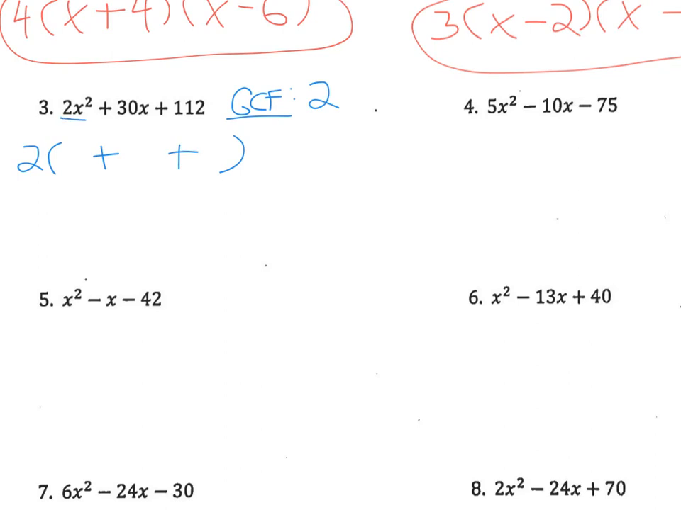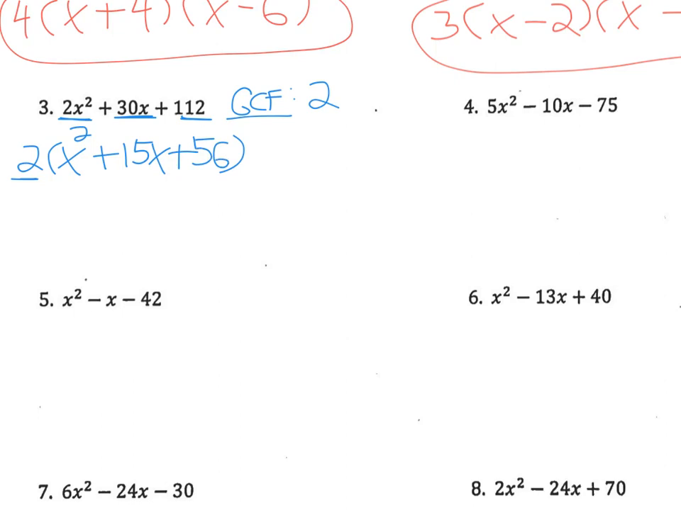So 2 goes into 2x squared, just x squared. 2 divides into 30x 15 times, but I have to have an x. Now this you probably need your calculator. 2 goes into 112 56 times. All right, so that's the first step.